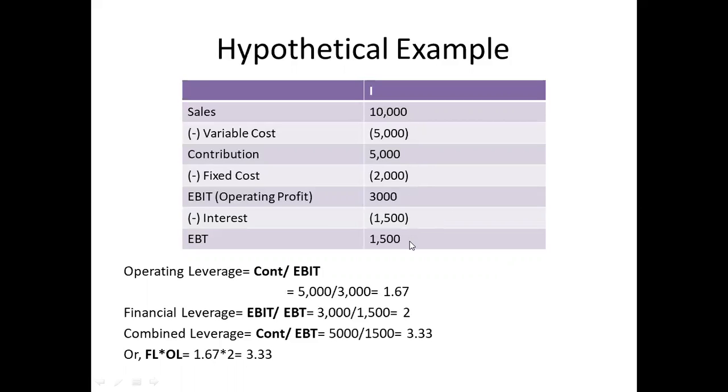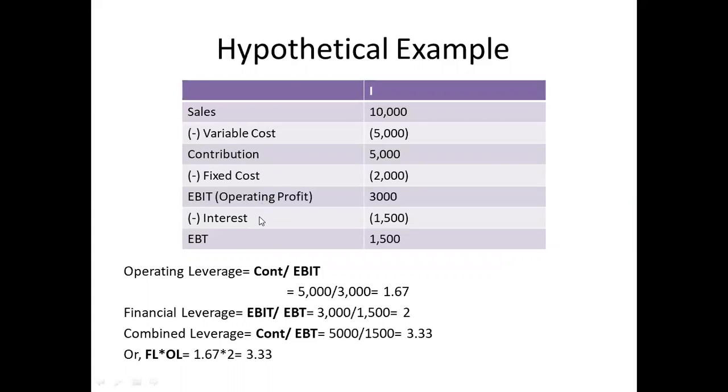Now I have told you that there are both kinds of fixed cost: operating fixed cost, that is to run the daily activities of the business, and the financial fixed cost, that is because of the existence of debentures or term loans or loans in the capital structure of the company. Both of these fixed costs play a very crucial role in determination of operating leverage and financial leverage. So what is operating leverage? Because operating leverage is associated with operating fixed cost, the formula is contribution divided by EBIT. So it is 5,000 divided by 3,000. The operating leverage in this question is 1.67.